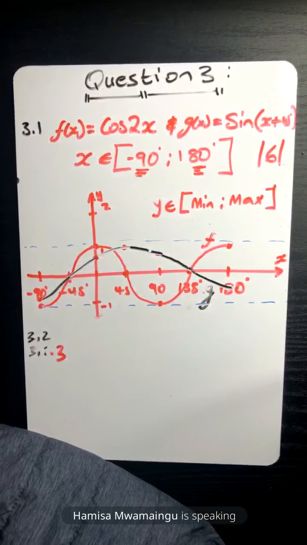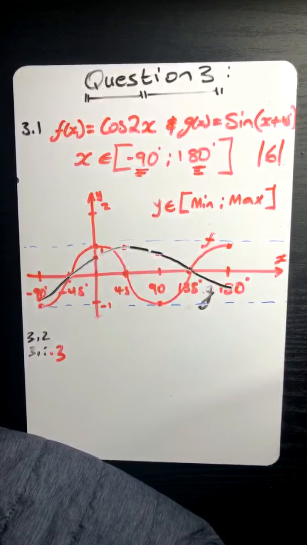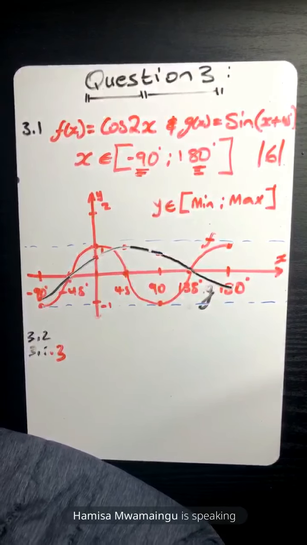So, because they said that G and F have to be equal, the only 2 points where G and F are equal are -45 and 135. So those are the 2 points I found.